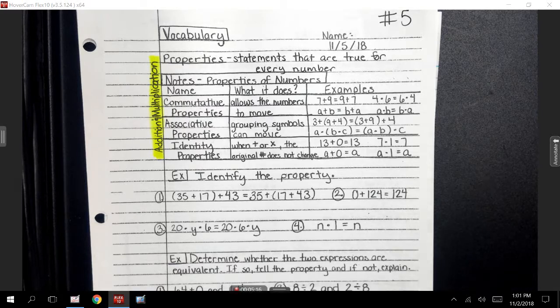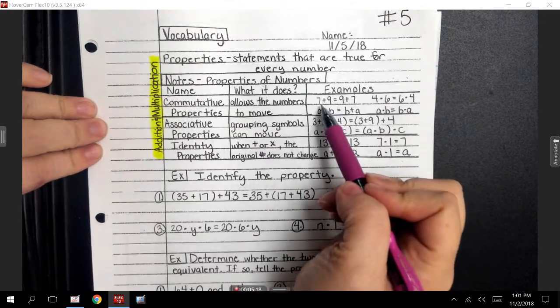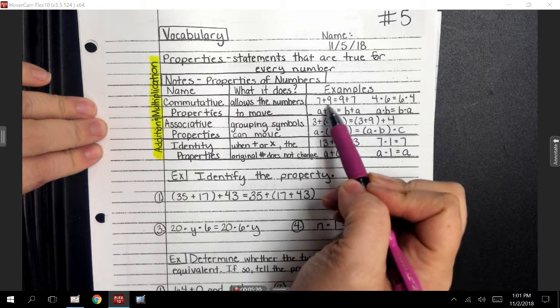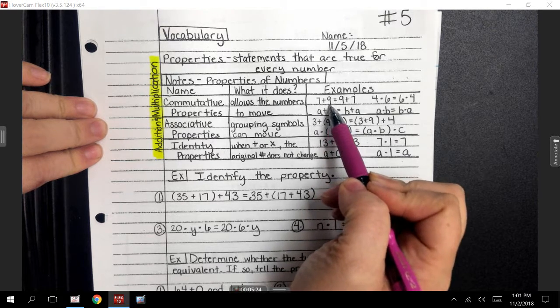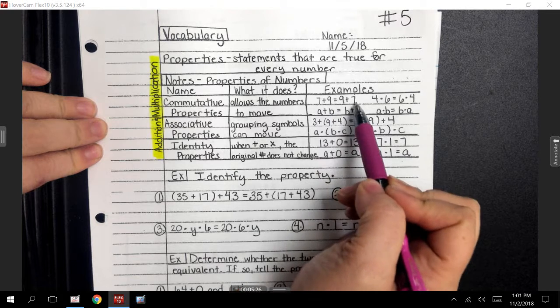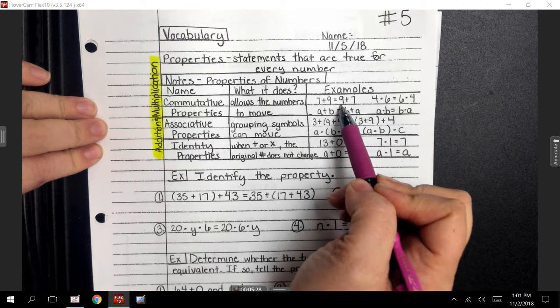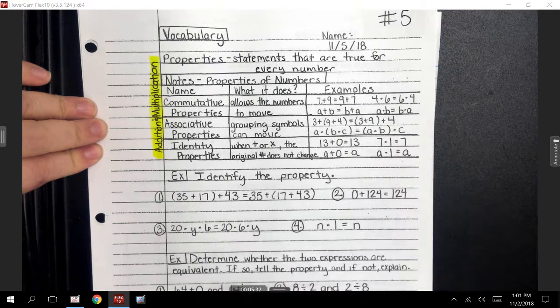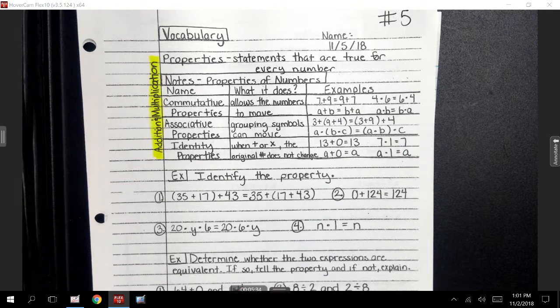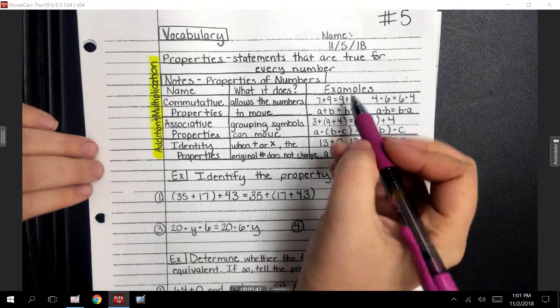All right? What this allows to happen is it allows my numbers to travel to the other position. So like if you look at 7 plus 9, 7 traveled to the end and 9 traveled to the beginning. So they're commuting, they're moving locations, just like you move locations from your house to the school. Your parents probably commute to work every day. They go from your house to their work. All right, same thing here.